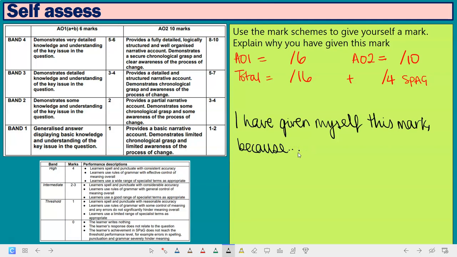And remember that you can use the language from the mark scheme or the success criteria to help you to explain that. So pause here, give yourself your marks, and then come back.